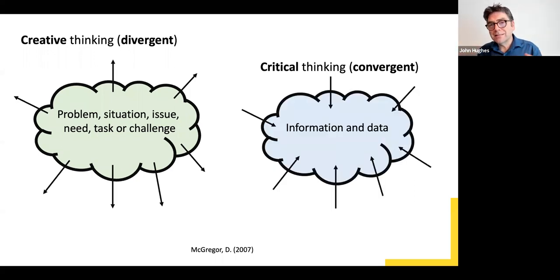Critical thinking is concerned with information and data. It's about understanding information and data. Sometimes it's reading between the lines or understanding what it is the writer or the speaker is trying to say. And usually there's a correct answer. So it requires convergent thinking, what we might call thinking inside the box.